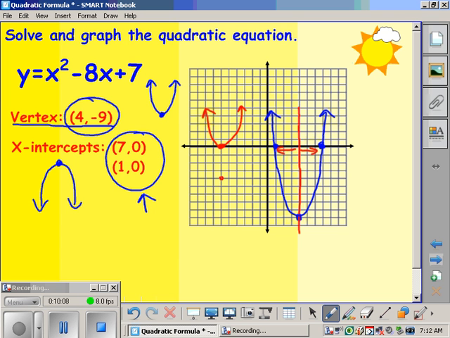Sometimes you'll get no solution. The graph exists, it just means it may never touch the x-axis, so it has no x-intercepts. It just has a vertex and other points, but no x-intercepts. So if you get no solution, it doesn't mean that there's no graph. It just means that there's no x-intercepts for the graph. Okay, so let's take a look at the next problem.